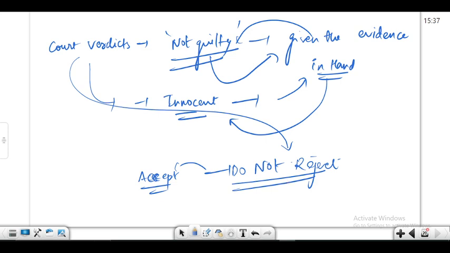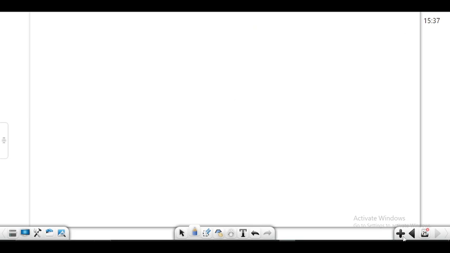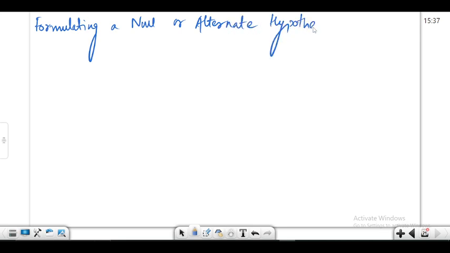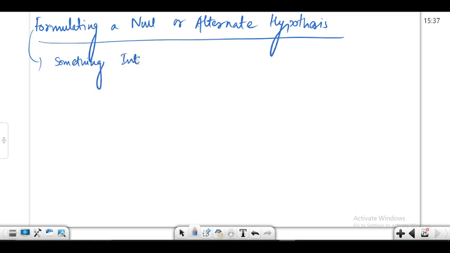So how do you go about formulating a null or alternate hypothesis? This is something intuitive. Whoever is doing this job has to use his or her intuition to define a null hypothesis and the associated alternative hypothesis. So, theoretical expectations.